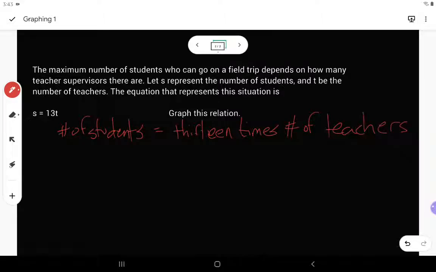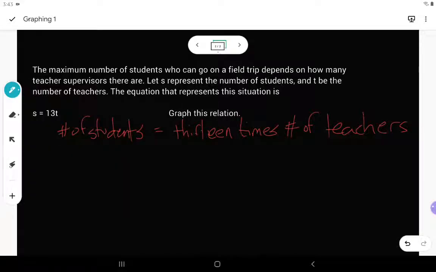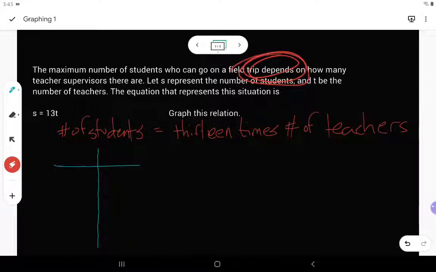So the first thing I need to do if I'm going to graph this relation is come up with some values here. So I'm going to create a table of values that I'm going to put on my graph. Now I have to determine which one is my X and which one is my Y. So I'm going to read this again. The maximum number of students who can go on a field trip depends on. That's the key here. Depends on. So the number of students depends on the number of teachers.